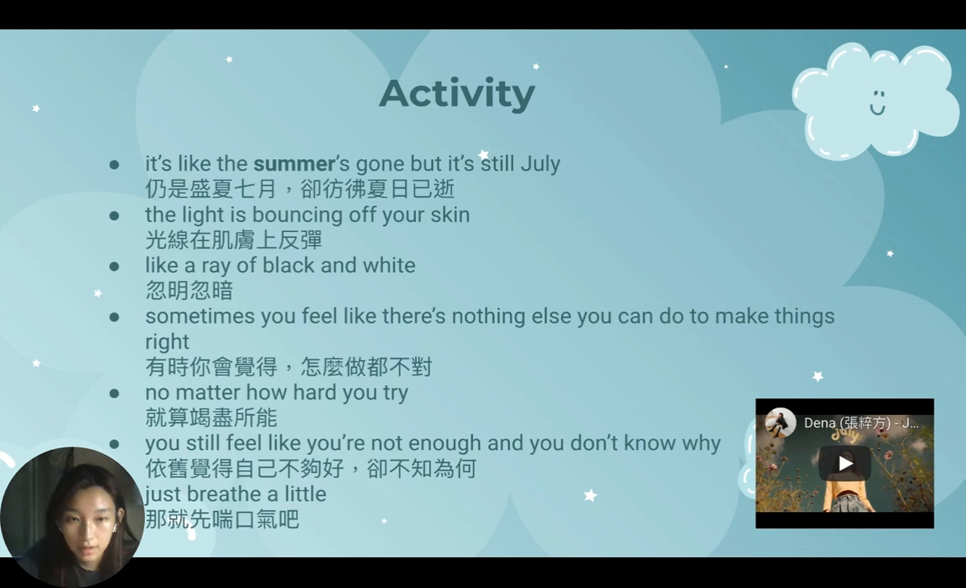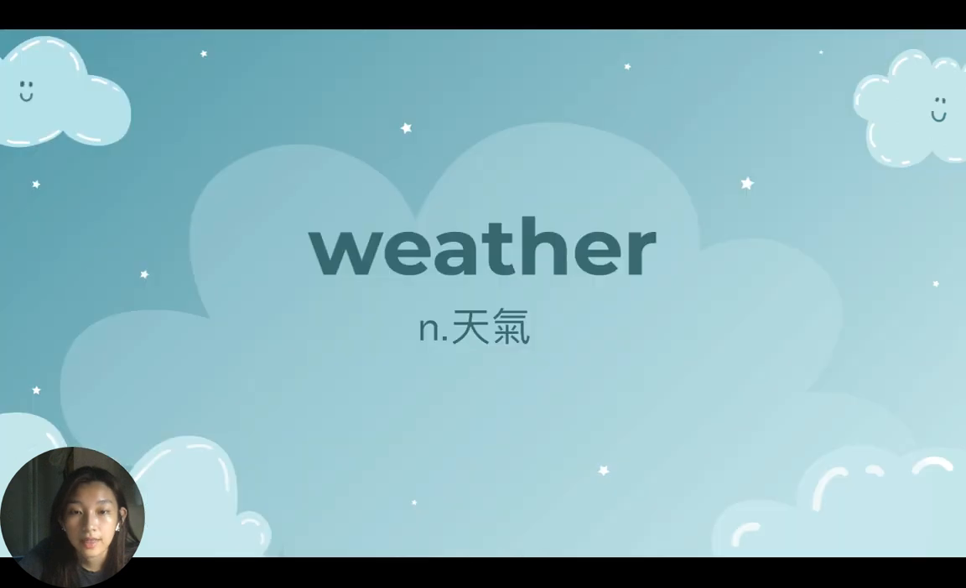Okay, moving on. There is still our vocabulary. The next vocabulary is weather. Weather. After learning the four seasons, spring, winter, autumn, and summer, we know that there are many kinds of weather in different seasons. So weather means 天气 in Chinese. Repeat after me, weather, weather.